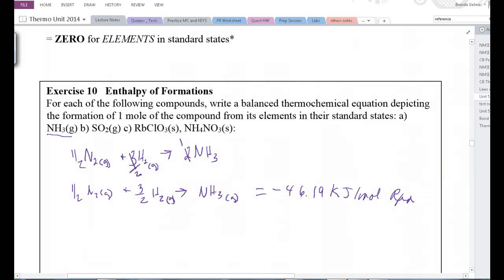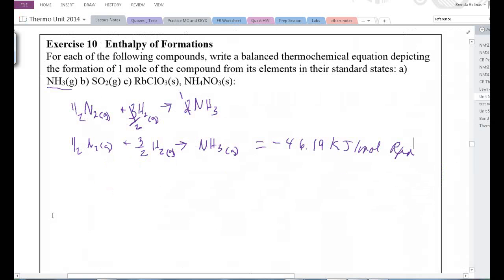We're going to do the same thing with SO2. So why don't you try doing it for the 3, and then we'll come back and see whether I got the same answers. Okay, so go ahead and pause and try this. So sulfur is going to be in its solid state, and oxygen will be as a gas in its normal state, and it's going to make SO2. I don't have to change anything with my coefficients because it's already balanced.